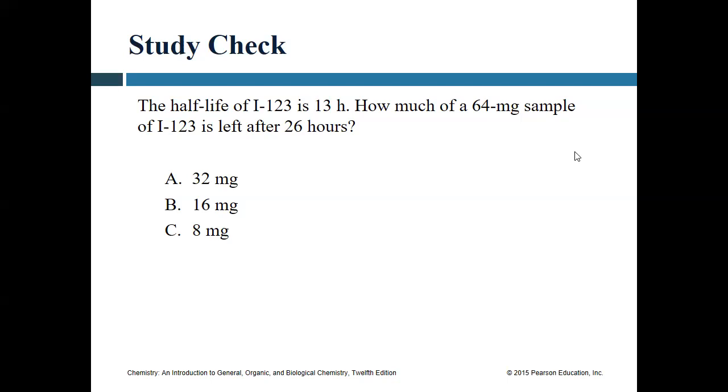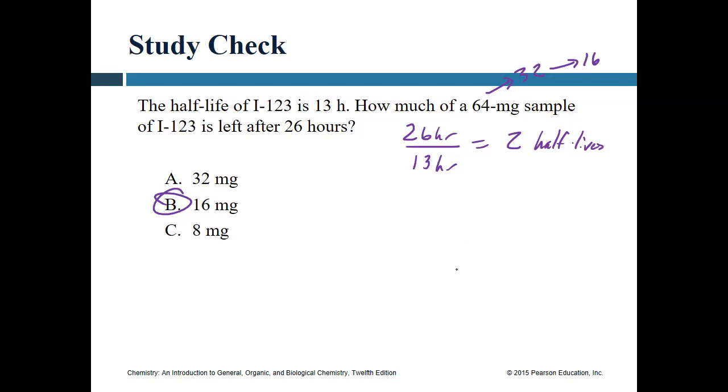Okay, so the first thing that we needed to do was figure out the number of half-lives. 26 hours have elapsed. The half-life is 13. So I'm dealing with 2 half-lives. And so I need to halve that 64 twice. After the first half-life, it's 32. After the second half-life, it's 16. All I'm doing is dividing by 2 each time. So 16 milligrams would have been the correct answer.